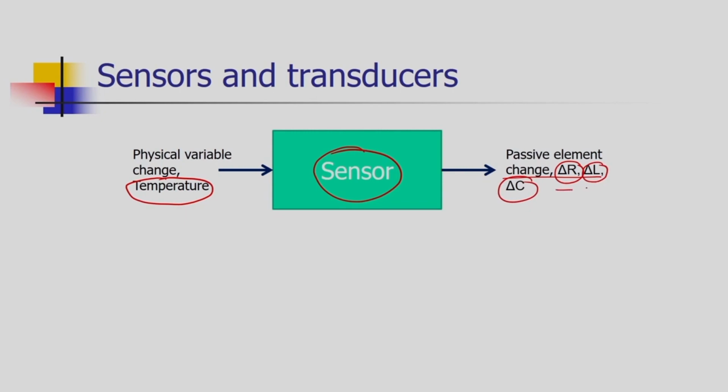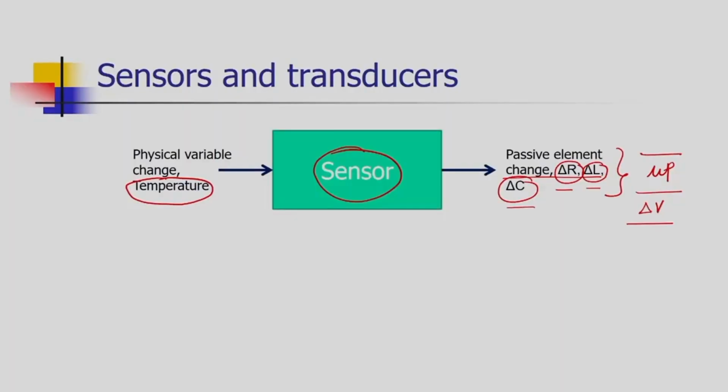But change in resistance or inductance and capacitance may not be useful for microprocessor application. Why? Because the microprocessor understands the language of zeros and ones, and these zeros and ones are nothing but voltages. So, we need to have a signal in terms of change in voltage or a sequence of pulses, and those pulses are nothing but change in voltage. So, when a sensor produces a change in voltage or change in current which can be understood by the microprocessor, that system is called the transducer.